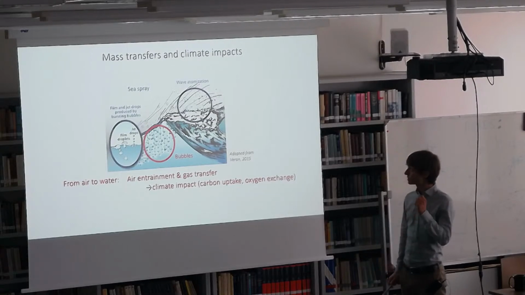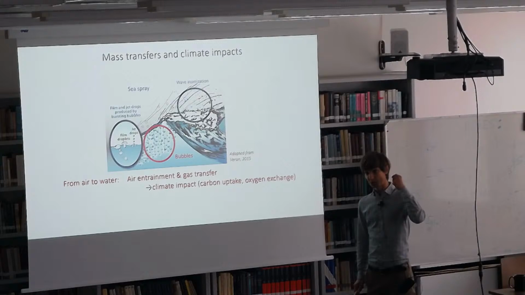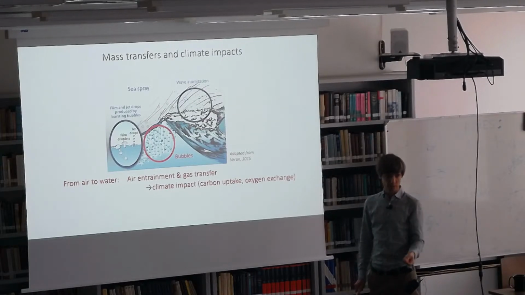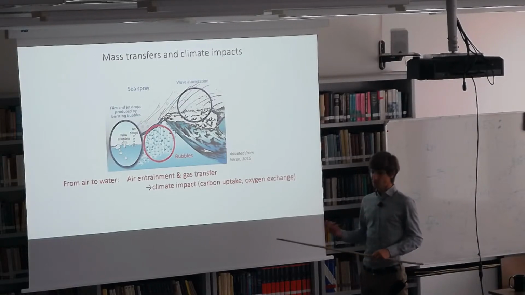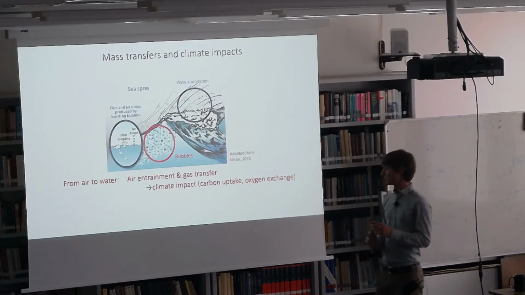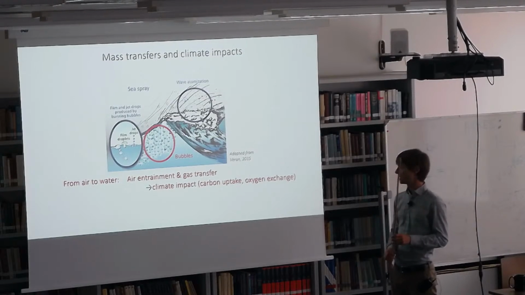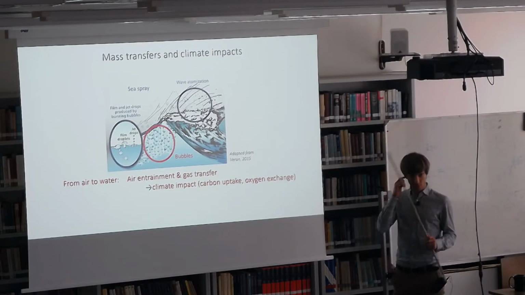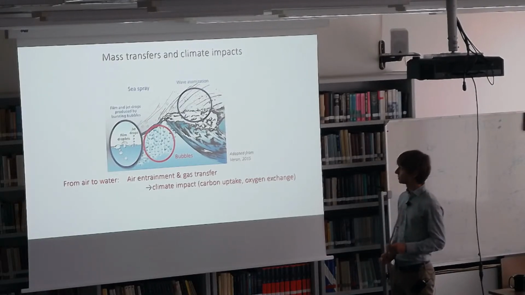There are a few key motivations from a climate perspective in terms of mass exchange at the ocean surface. One of them is gas exchange. When you break the surface, you entrain bubbles, you trap these bubbles down in the water column, they can collapse, and you significantly enhance the exchange of gas compared to an unbroken surface. It's important for carbon uptake and crucial for oxygen exchange. So that's one reason to look at air entrainment and bubble populations.